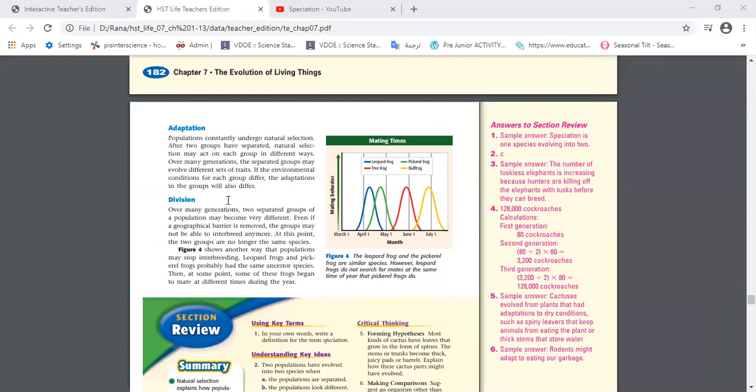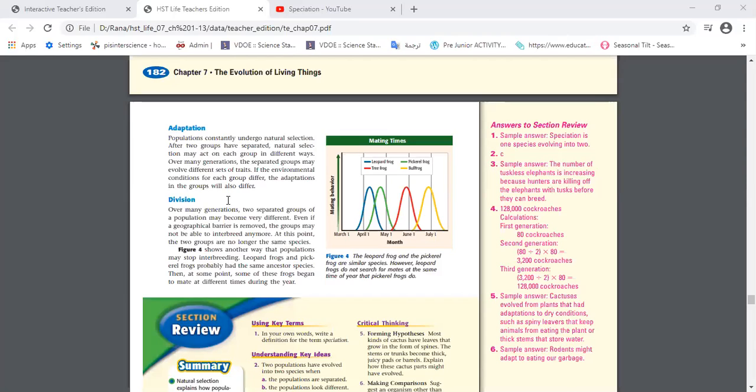Adaptation. Populations constantly undergo natural selection. After two groups have separated, natural selection may act on each group in different ways. Over many generations, the separated groups may evolve different sets of traits. If the environmental conditions for each group differ, the adaptations in the groups will also differ.